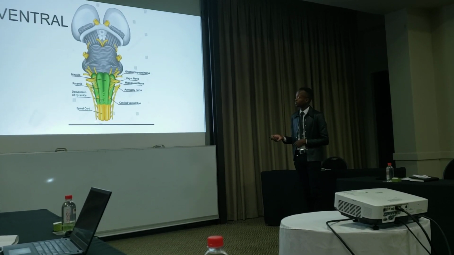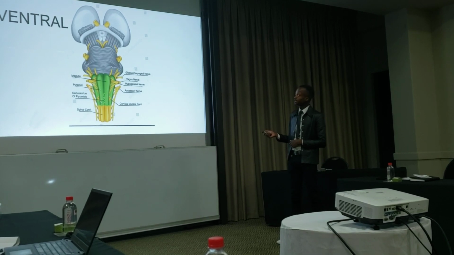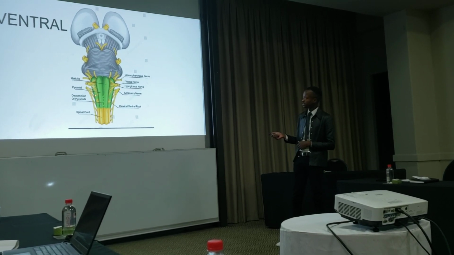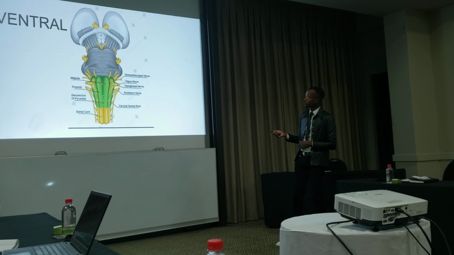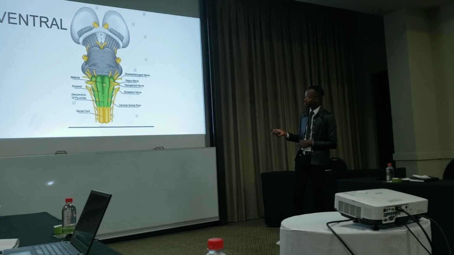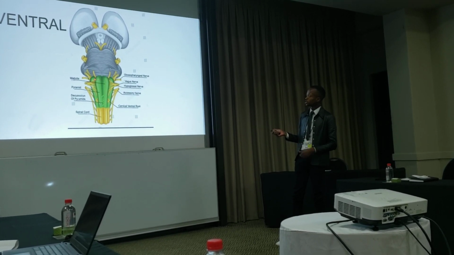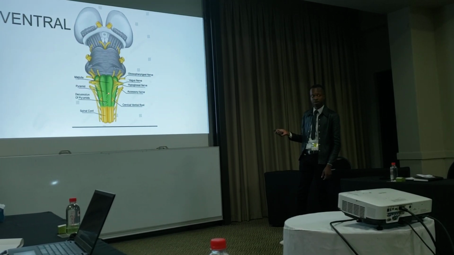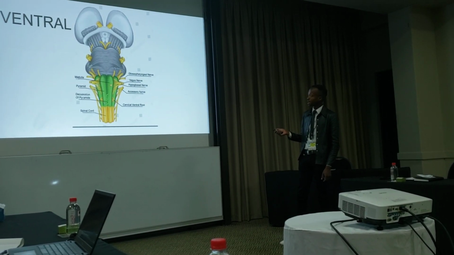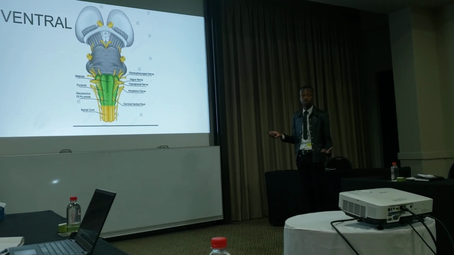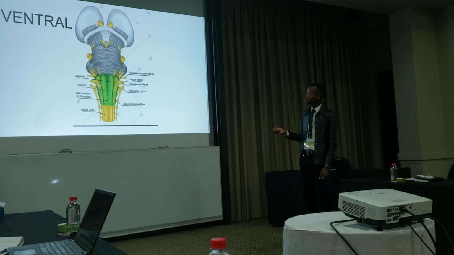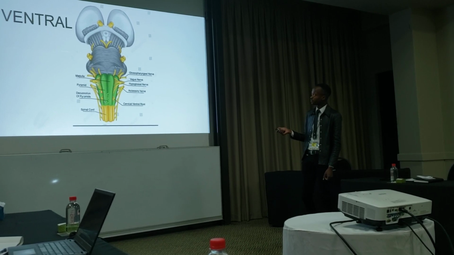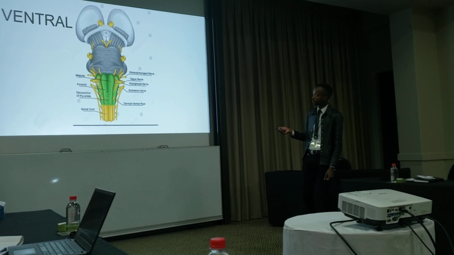So this is the ventral surface of the medulla, and the green part here is our medulla. This region here is the anterior median fissure. Then we have the 2 bulges on either side, which are the pyramids. This is where we have the corticospinal tract lying underneath, hence the term pyramidal tract. Then just lateral to the pyramids, we have the olives. This is the olive on the right, and that's the olive on the left.